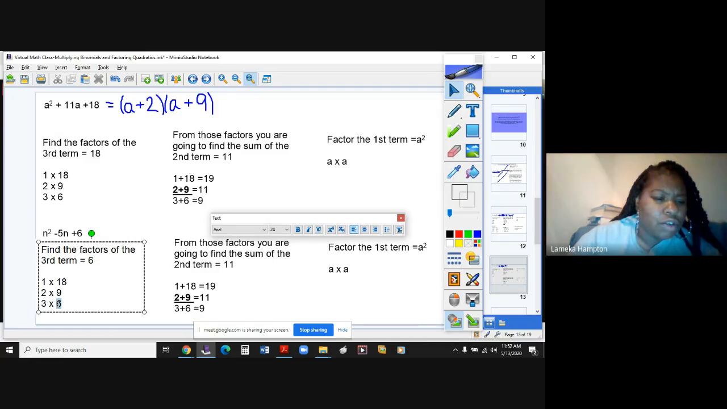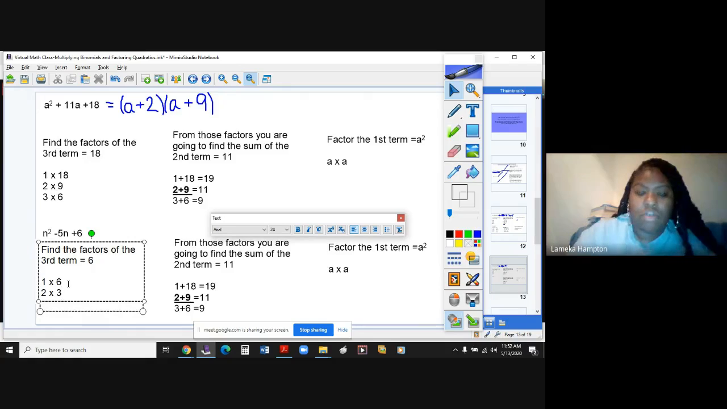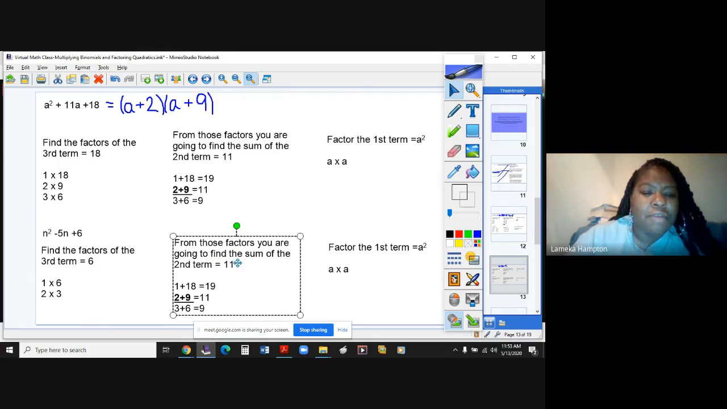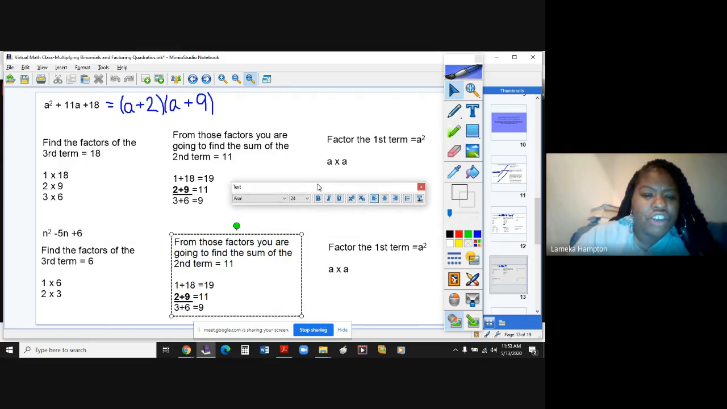So I'm going to go ahead and erase that. I'm simply going to have 1 times 6 and 2 times 3. Those are all my factors that, if I multiply them together, will give me 6. Now, from those factors, I am going to find the sum of my second term. So my second term would be what? -5, but I'll take it.